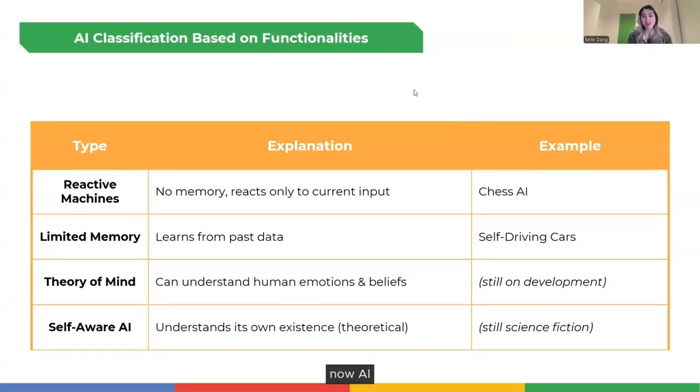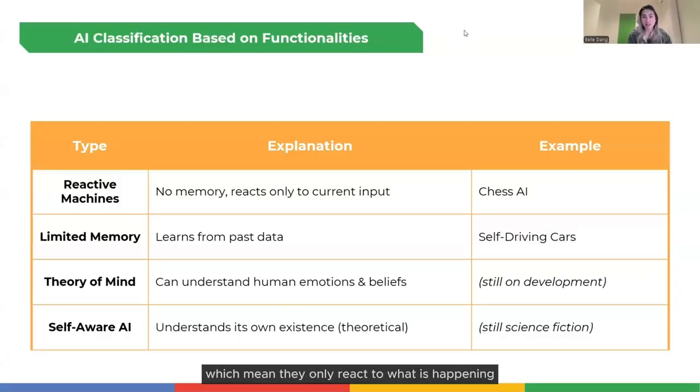Now, an AI's thought process also varies based on how much it remembers, understands, and reflects. So let's look at this classification based on functionalities. First, we have reactive machines, which only react to what is happening now. They don't have memory, there's no learning, it's just instant response. For instance, a chess program evaluates the board as it is without drawing from previous moves. And then we also have limited memory AI. This AI learns from the past, like you study for an exam to make better choices. A self-driving car, for example, would continuously update its response based on past driving conditions.